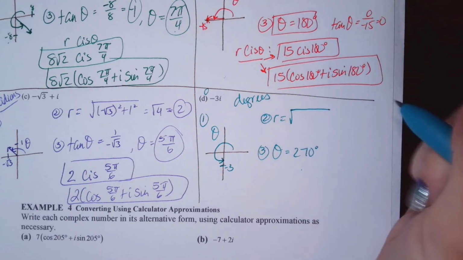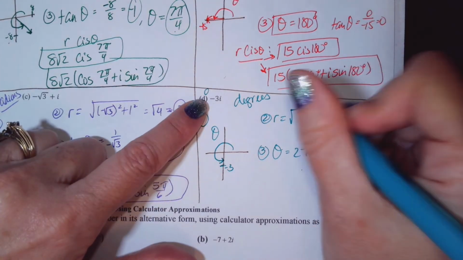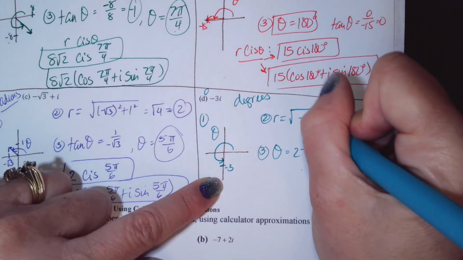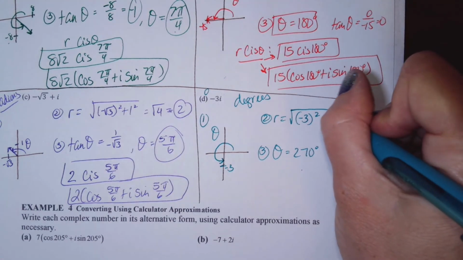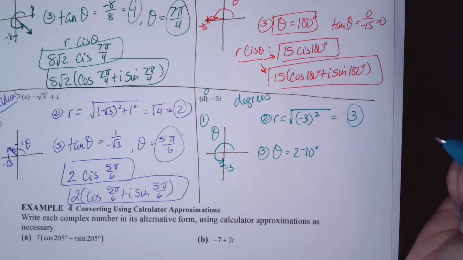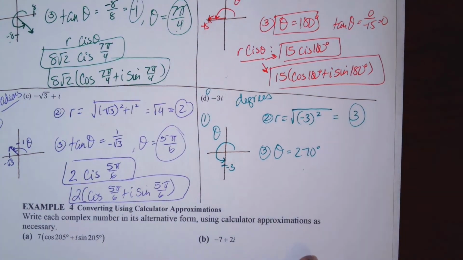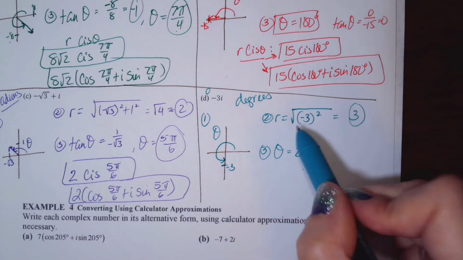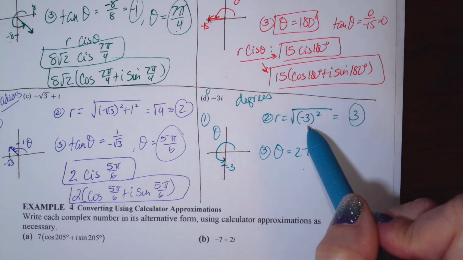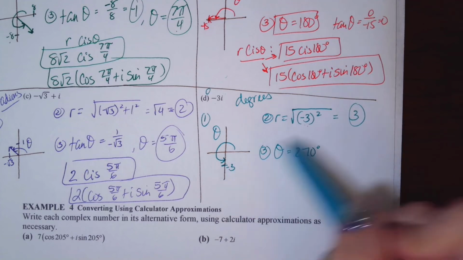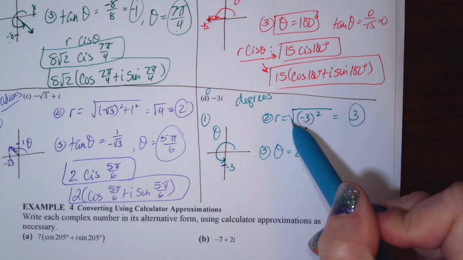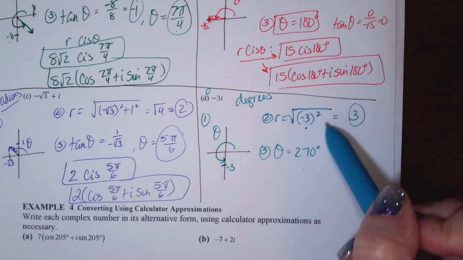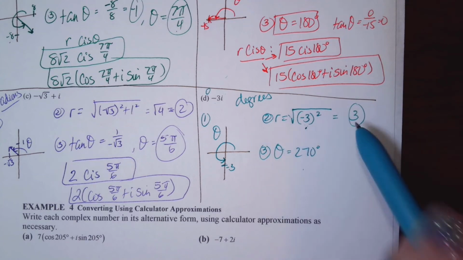Alright, R, square root of, well, my real part is 0, my imaginary part is negative 3, and if I square that I get 9. And the square root of 9 is 3 for my value for R. Now R is the modulus, and it's always going to come out positive, because even if x or y is negative, I'm squaring it, I'm finding the positive square root. So R as my modulus is always positive.